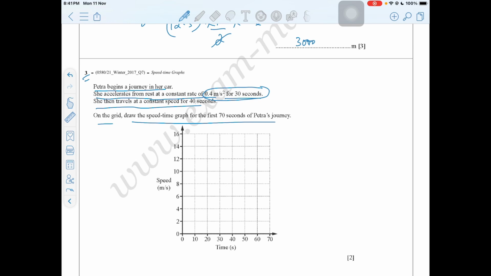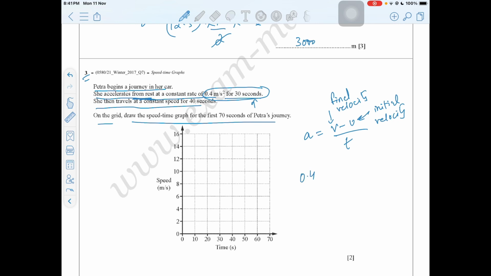Let's just calculate how much speed she attains at the end of 30 seconds, since she starts from rest. So we have acceleration as v minus u over t, where v is the final velocity and u is the initial velocity.